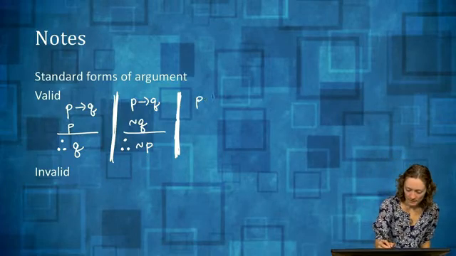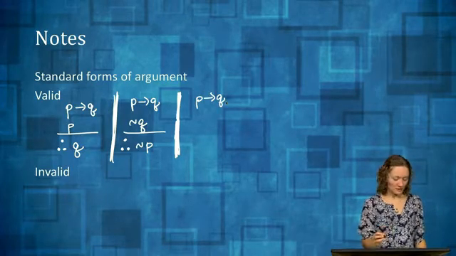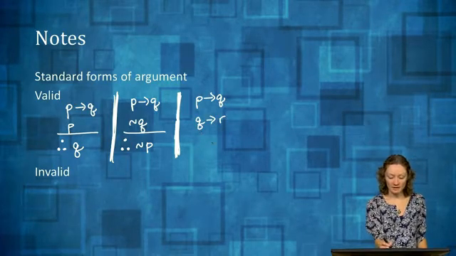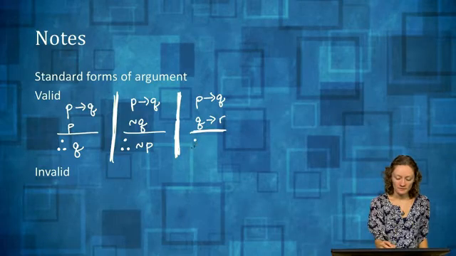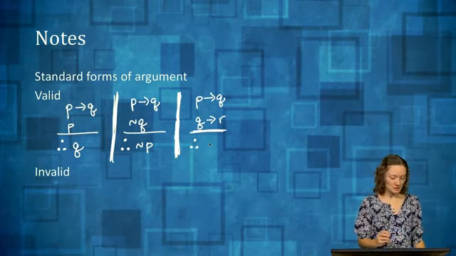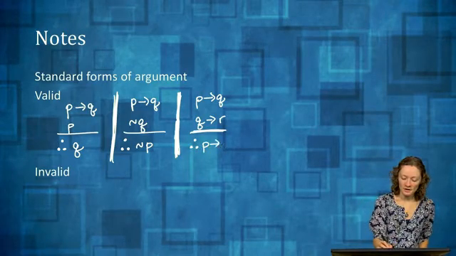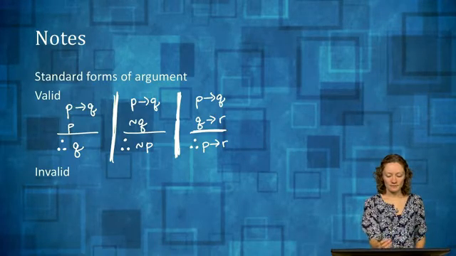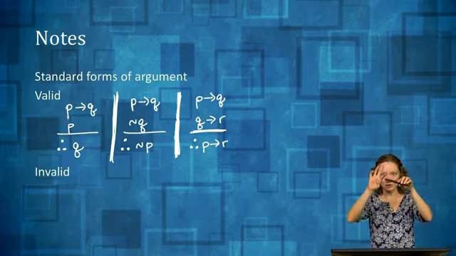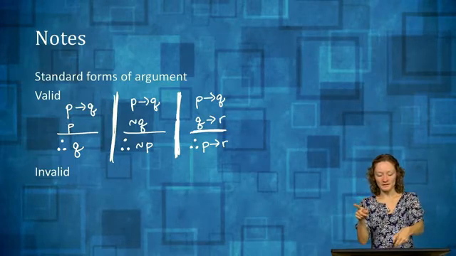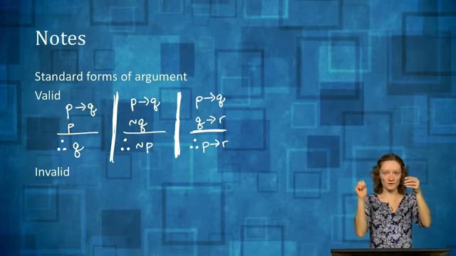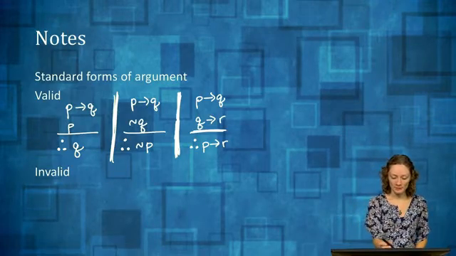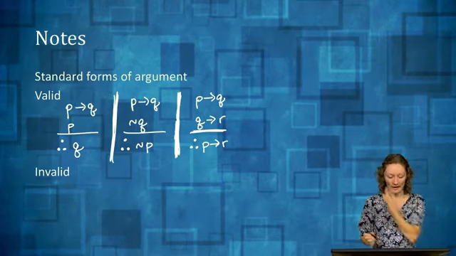So the next one we have, if P then Q, so if a first thing leads to a second thing, and that second thing leads to a third thing, a valid conclusion that can be drawn is that the first thing ultimately leads to the third thing. It's like the domino effect. If the first domino causes the second domino to fall, and the second domino causes the third domino to fall, then ultimately the first domino is what's causing the third domino to fall. If the first thing happens, the third thing is going to happen.